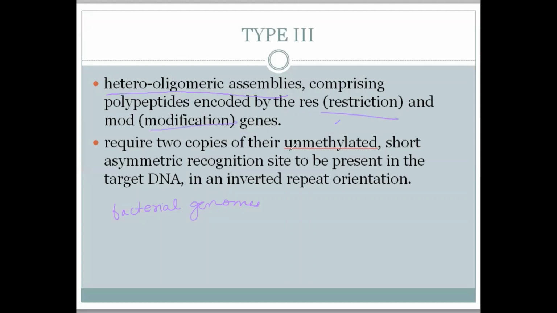Another thing is, it requires two copies of their unmethylated, as you can see written here, short asymmetric recognition sites. What does unmethylated mean here? It means it should not be methylated. The asymmetric recognition sites must be present in the target DNA in an inverted repeat orientation. So what does this inverted repeat orientation mean?